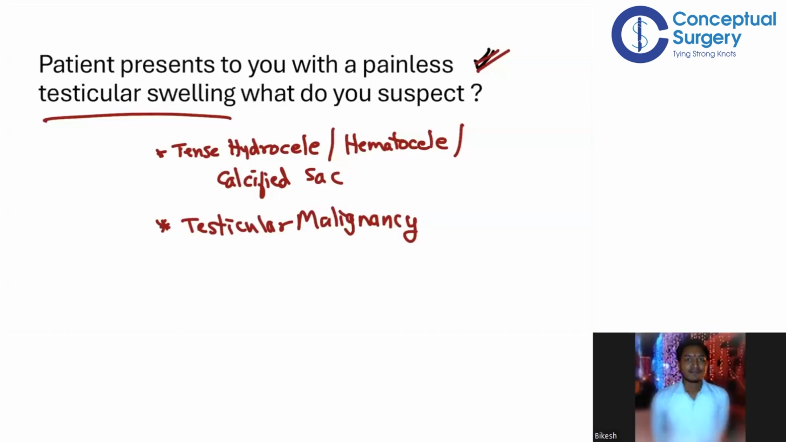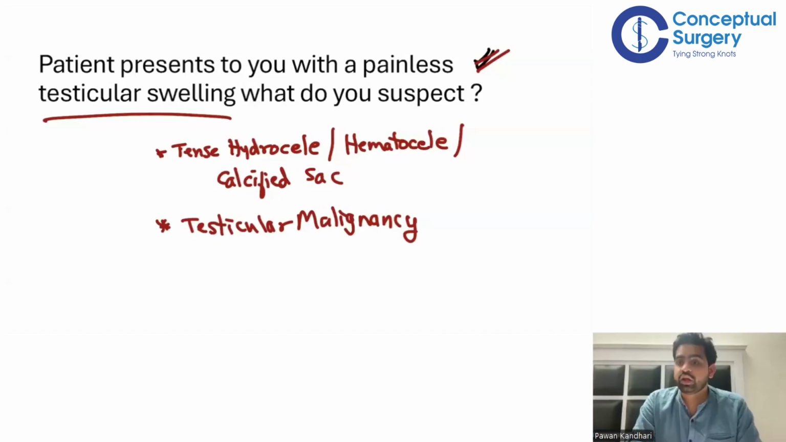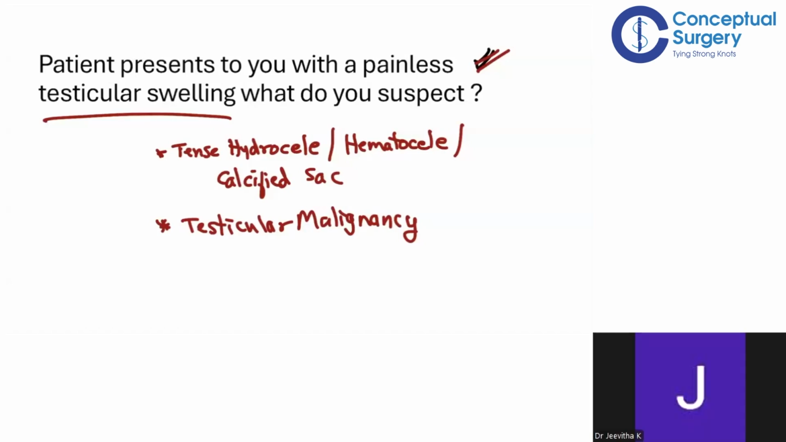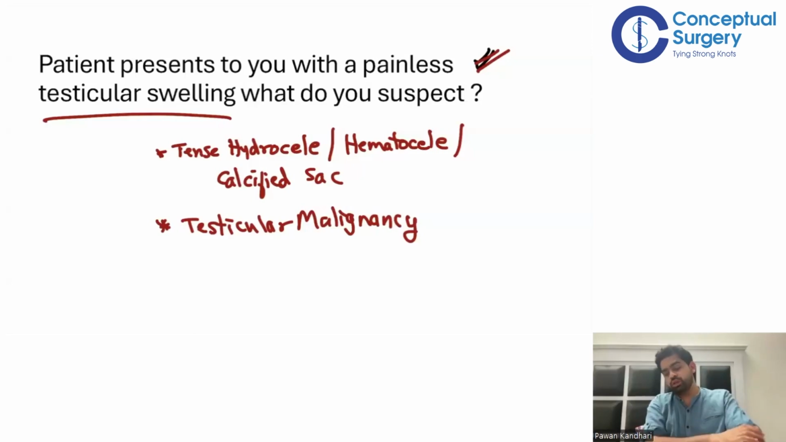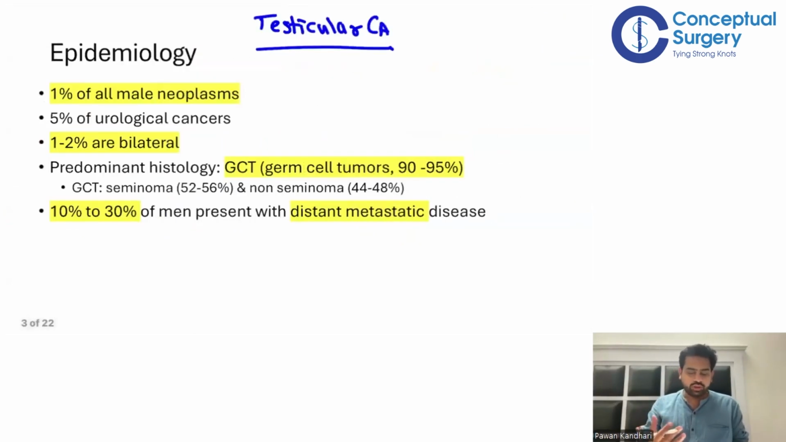Undescended testis. Undescended testes. Okay. Cryptorchidism or undescended testes. Okay, Jivita? Yes, sir. Right. So the most important risk factor is that. Now I'll bore you with a couple of percentages, which is all okay. 1% of all the male neoplasms, 5% of all the urological cases, that's fine. 1 to 2% of the cases are bilateral.